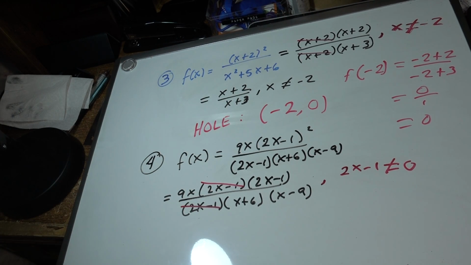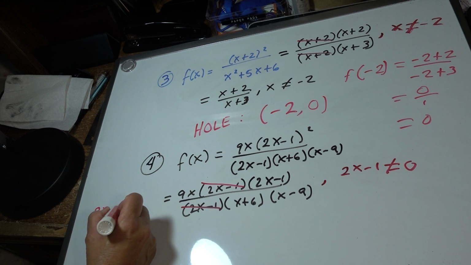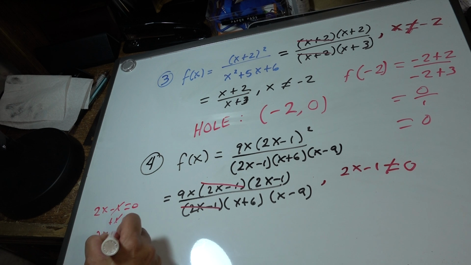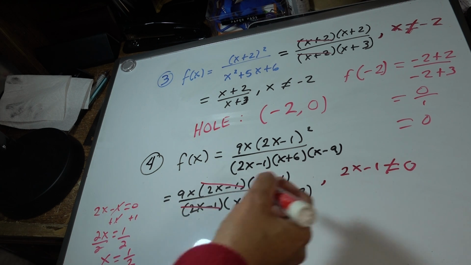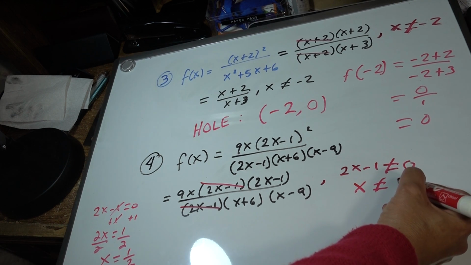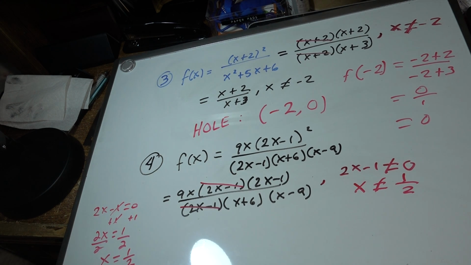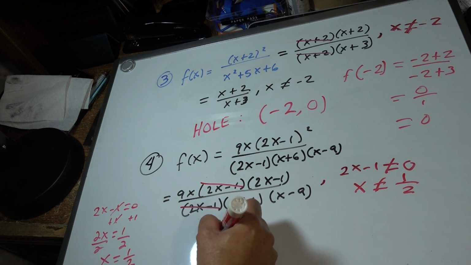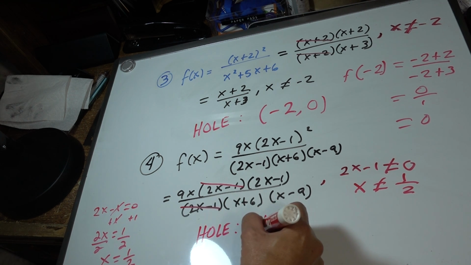So I'm going to solve that equation over here. 2x minus 1 is going to be equal to 0 when 2x equals 1. And if I divide by 2, x equals 1/2 is a value that we don't want. So x cannot be 1/2, because at 1/2 we're going to have a hole. In other words, 1/2 is not an element of the domain. So what is the hole then? The hole is going to have x coordinate 1/2.